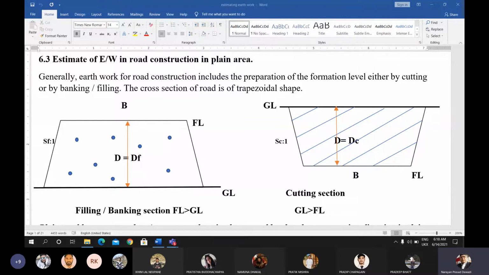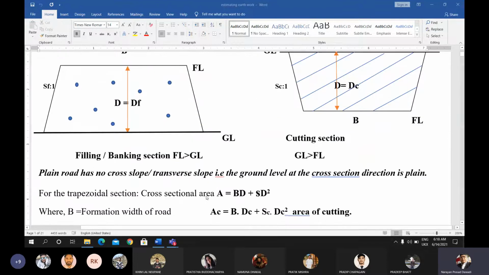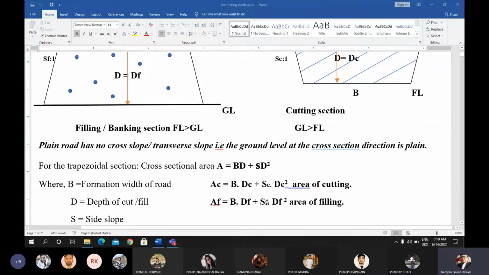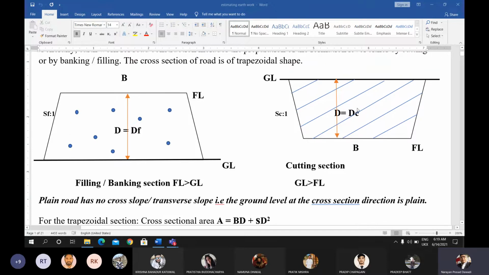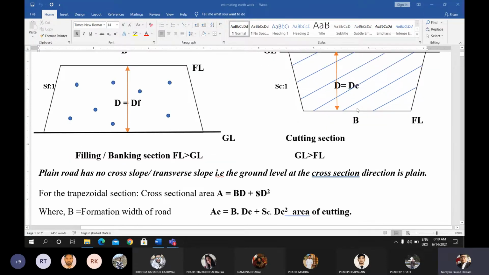Okay. Similarly, I have considered here the cutting slope as SC and the filling slope as SF. For the trapezoidal section, the cross section area is A equals BD plus SD square. You know this. Where B is the formation width of the road, D is the depth of cut, S is the side slope. So for the area of cutting, the side slope must be provided as the cutting side slope, and depth must be provided as the cutting depth from the ground level to the formation level. Okay.